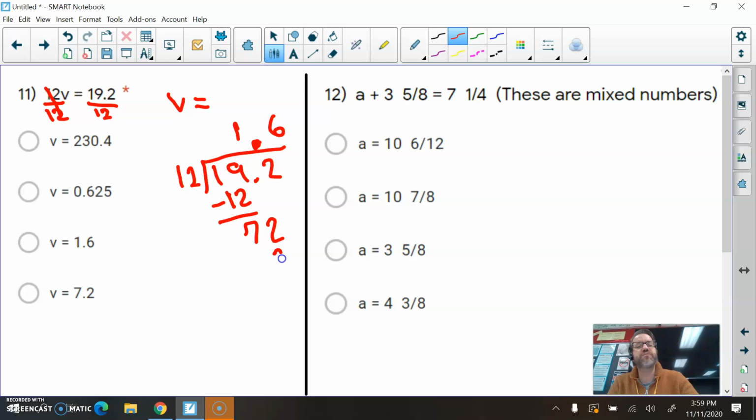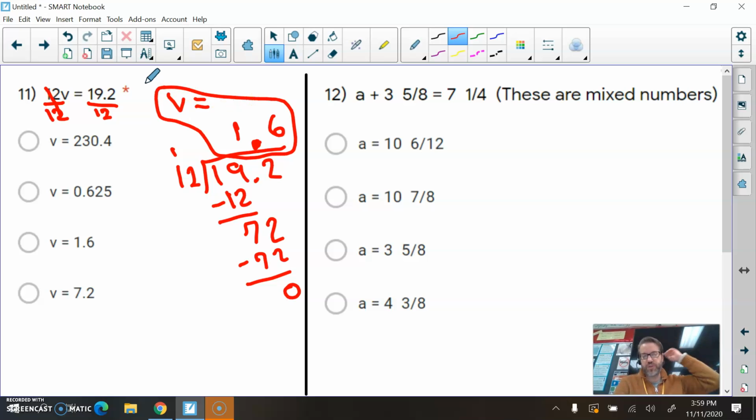6 times 2 is 12. Carry the 1. 6 times 1 is 6, plus 1 is 7. Yay! I get a remainder of 0. So V equals 1.6. Is that one of my answer choices? Yup, there it is. V equals 1.6.